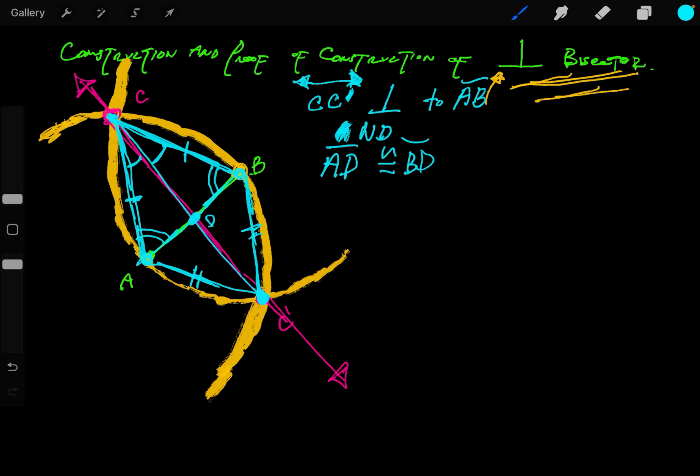So these two angles are congruent, right? This triangle is equilateral. ABC is equilateral. And therefore all of its angles are congruent. So this angle is congruent to this one. Now I have angle, side, angle.